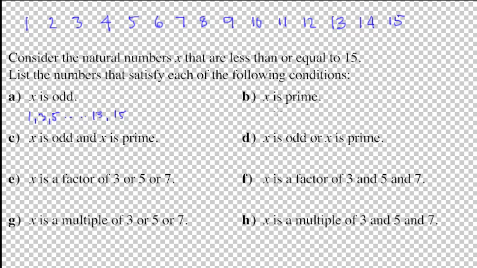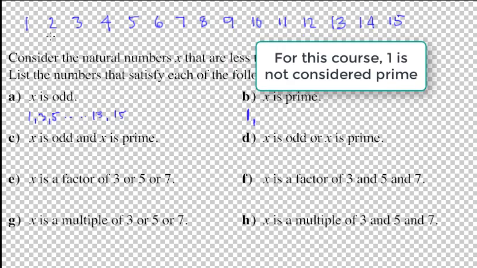X is prime. Okay. A prime number is one that has no factors other than itself and 1. Now, sometimes they say that 1 is not a prime number and they concoct elaborate reasons why it isn't. I think it is. If you see other books that say it isn't, well, believe who you want. It doesn't come up all that often.